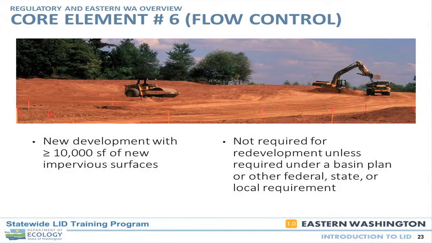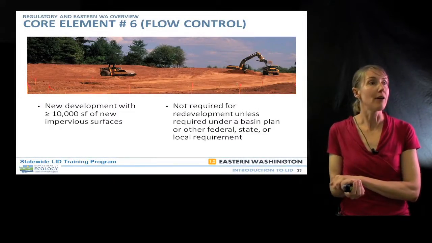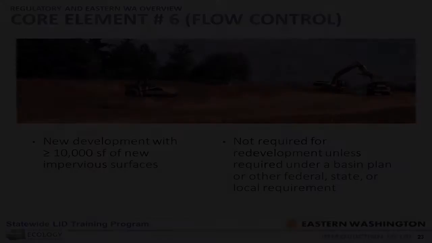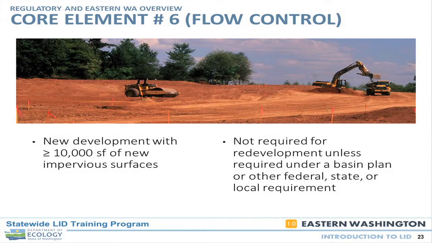So moving right along, moving into core element number 6, this is flow control. So this is dealing with the volume and velocity of the rain event and of water. So what triggers core element number 6? If there's a new development with greater than or equal to 10,000 square feet of new impervious surfaces, then it triggers core element number 6.